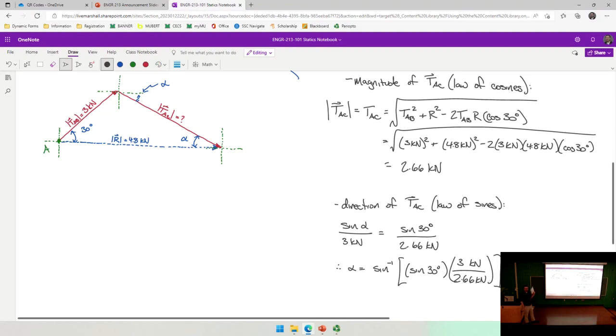Anybody have an answer for this one? 34.3. Do I have a second? Awesome. So what is TAC? It is 2.66 kilonewtons at an angle of 34.3 degrees.